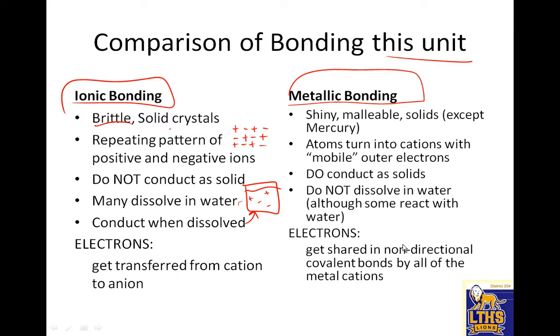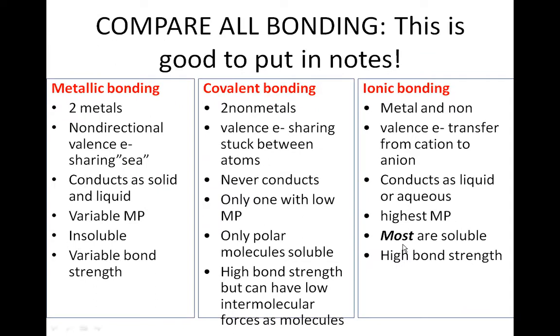Okay, so those are the two kinds of bonding to explain the properties of two kinds of substances we're looking at. So now pulling it all together with all the bonding that we've been talking about. Okay, new kind, metallic bonding is two metals. It's the sea of electrons. They conduct as solid and liquid.